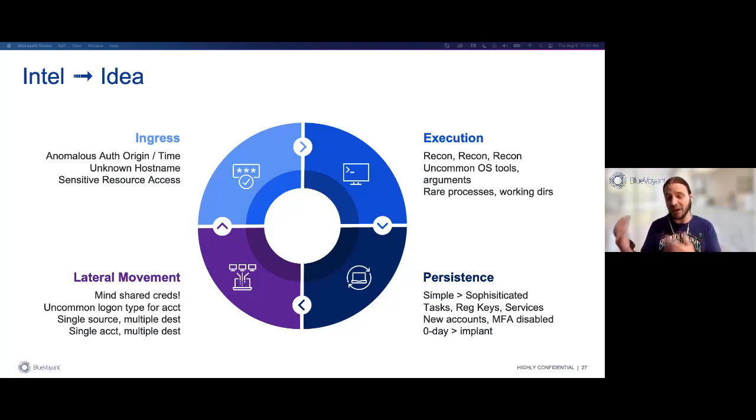Persistence, same. We know that they're going to persist at some point, unless it's all in memory and they just want to disappear. So we're going to take a look at all the different scheduled tasks and services and other aspects that they can create there. We take a look at every single application token that's added to any user account across all SaaS platforms, because it's rare, it's often benign, but we want to know it's there because we know adversaries use it.